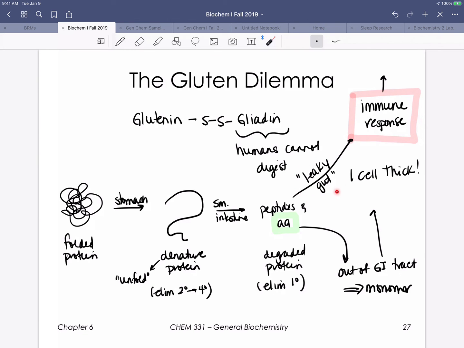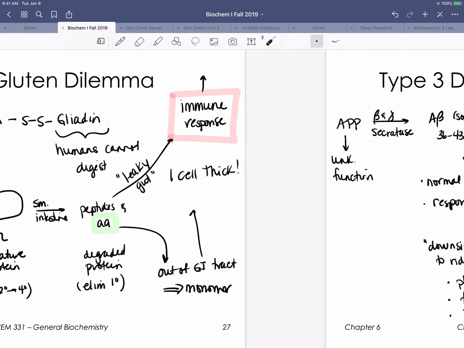But again, if you've got holes in that one cell thick intestinal cell wall, you can have larger pieces get through. That can elicit an immune response, and that's very problematic. So just very superficial stuff with gluten, just kind of what it is and the importance of degrading things to monomers in order to get them out of your GI tract. Much more on this in your take home.